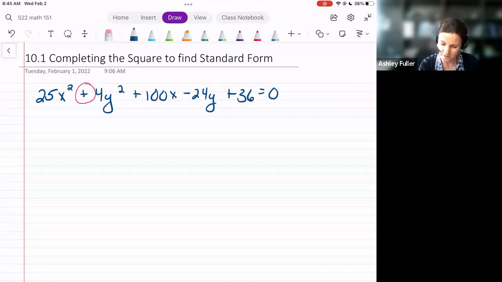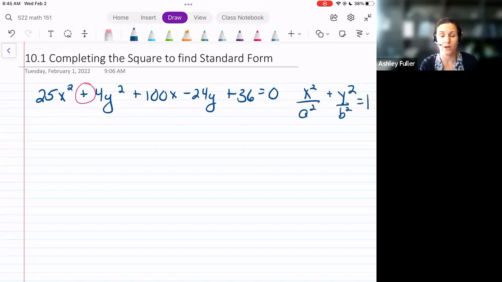Remember, we want to have something like x squared over b squared plus y squared over a squared equals 1. We don't necessarily know where the a and b are going to be. They could switch places depending on which one's larger, telling us if it's horizontal or vertical. But we need to be able to get it in standard form and have the coefficients of x and y be 1. I'm going to put my x terms together first of all.